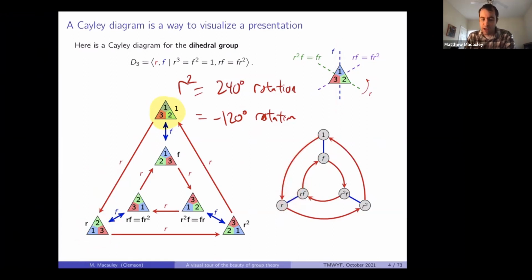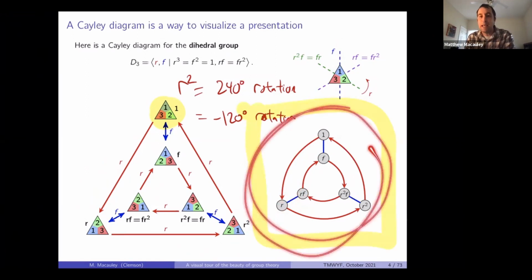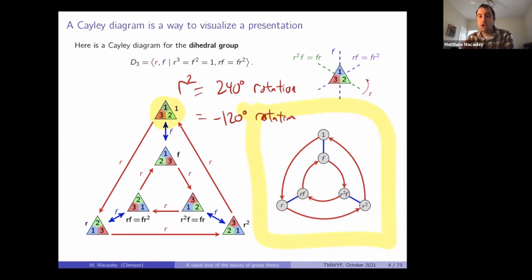So these objects are what are going to be throughout this talk. These labeled Cayley diagrams, how you should think about them. This doesn't encode anything more than a presentation. It's literally just a way to visualize it. It's like a group calculator. If you want to know what is r squared times fr, you just start here and you do r squared times fr. Oh, that's equal to rf. Okay.